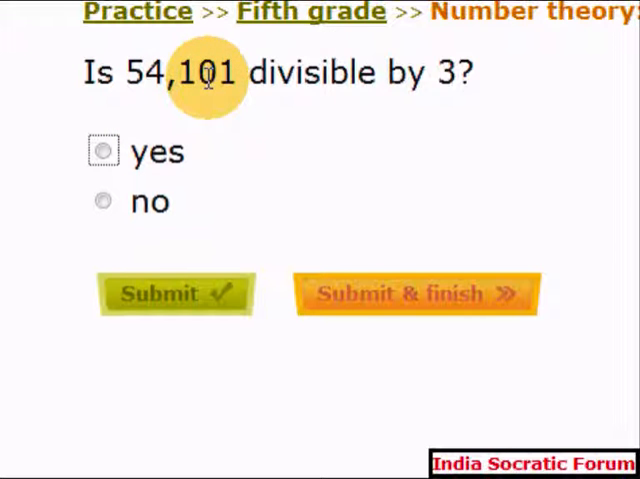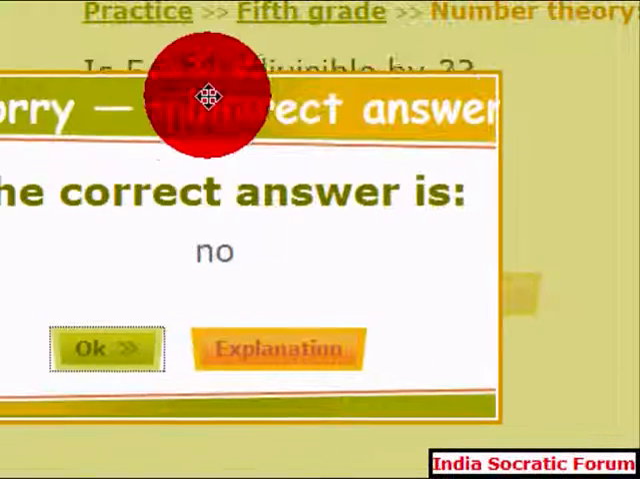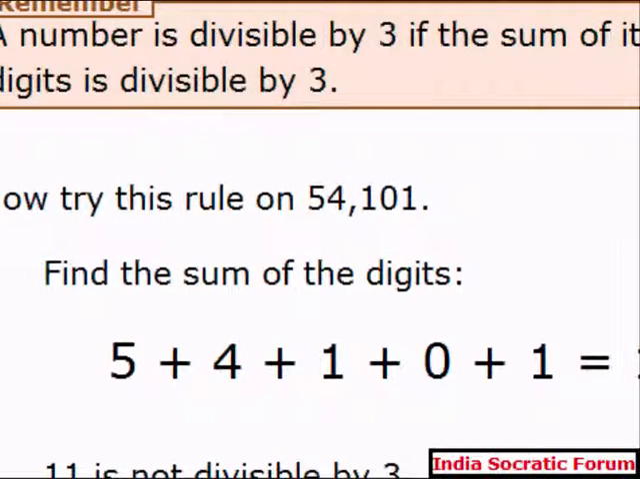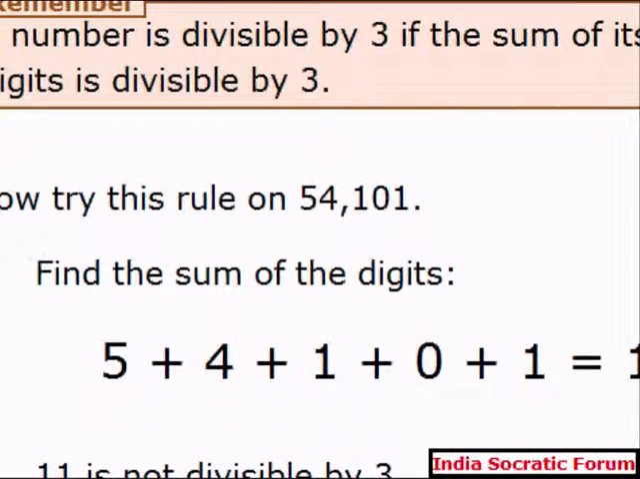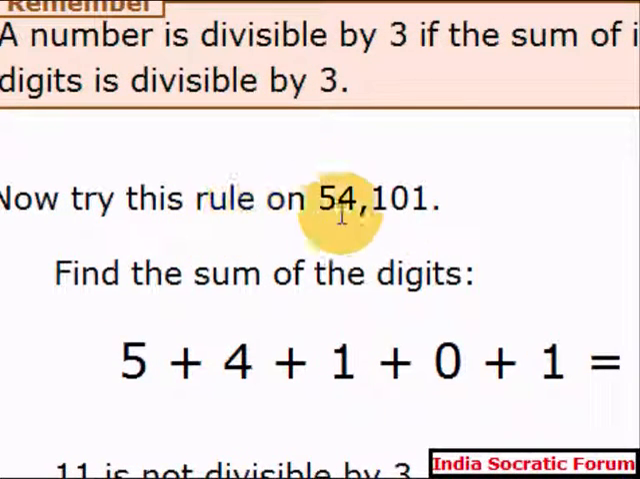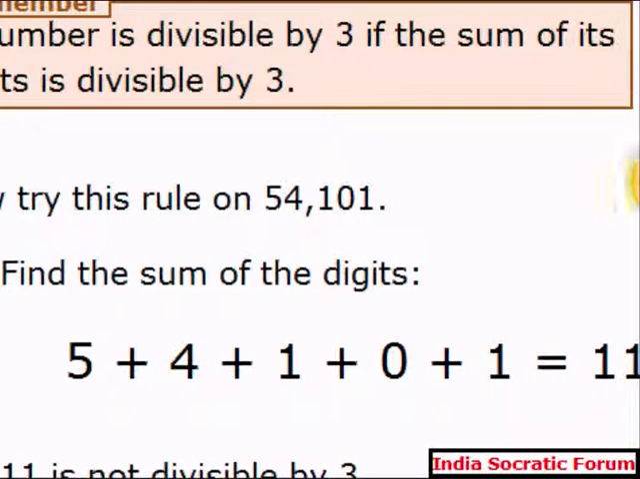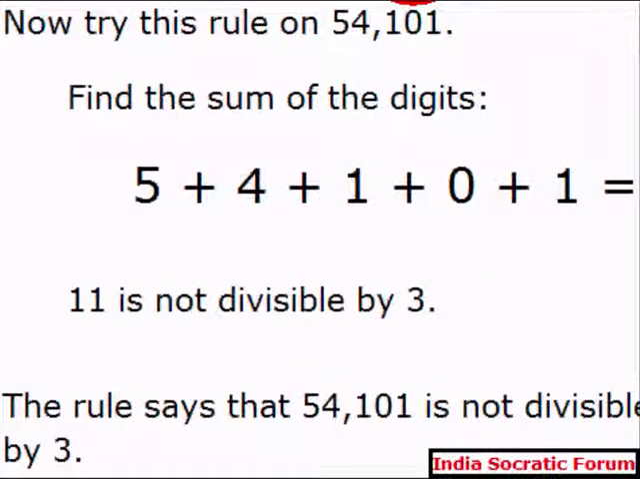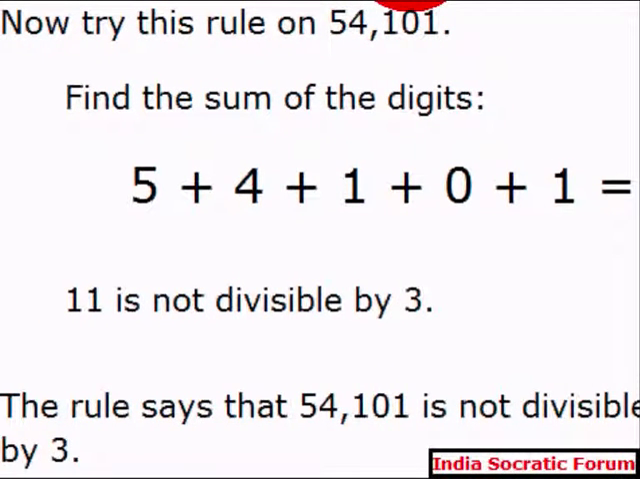Is 54,101 divisible by 3? Pause the video and apply the rule. The answer is no. Do you know why? Do you know the rule? A number is divisible by 3 if the sum of its digits is divisible by 3. Now apply the rule on 54,101. Find the sum. 5 plus 4 plus 1 plus 0 plus 1 equal to how much? 11. Is 11 divisible by 3? No. So the rule says that 54,101 is not divisible by 3.